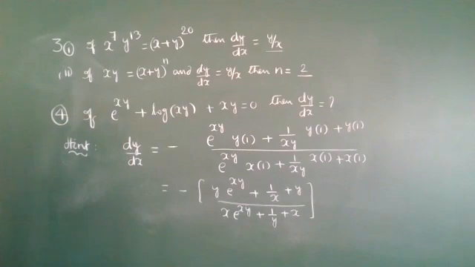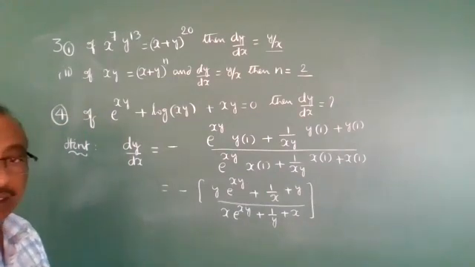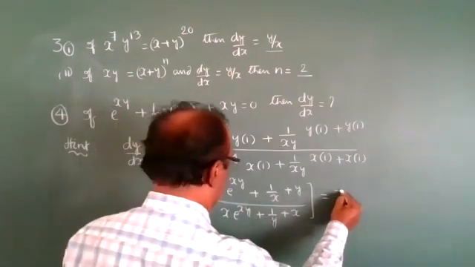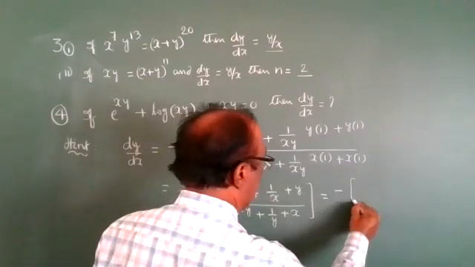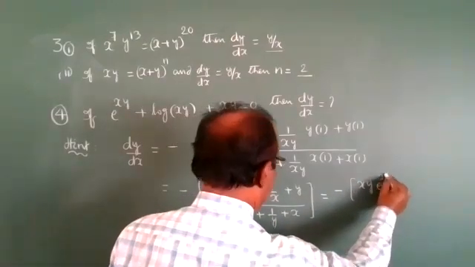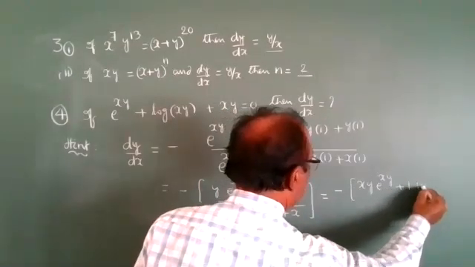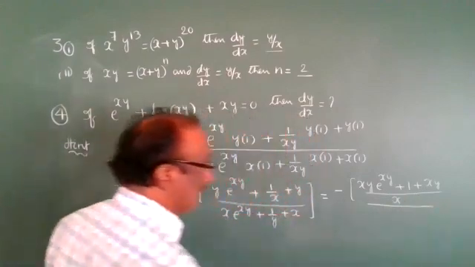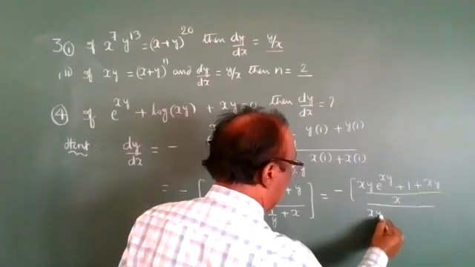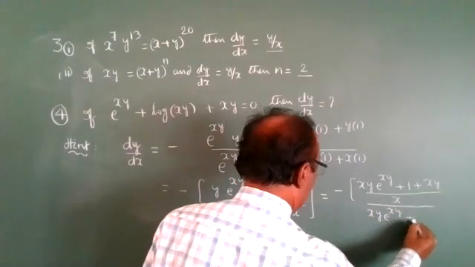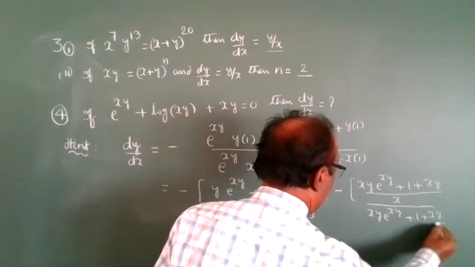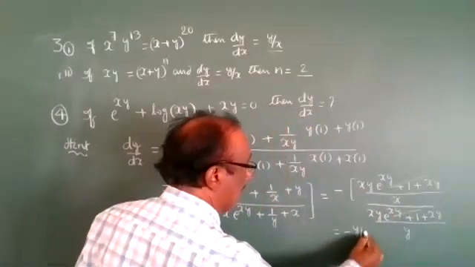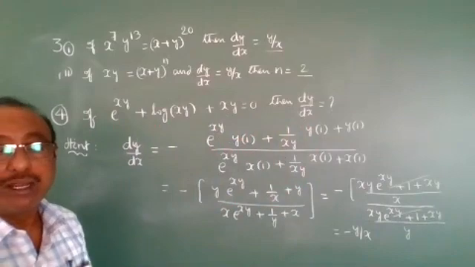Finish. You will take the LCM and simplify also. Minus of the LCM: xy e to the power xy plus 1 plus xy, denominator x is the LCM. Now write down the LCM: xy e to the power xy plus 1 plus xy by y. So these two are cancelled. Reversing the order, the answer is minus y by x.